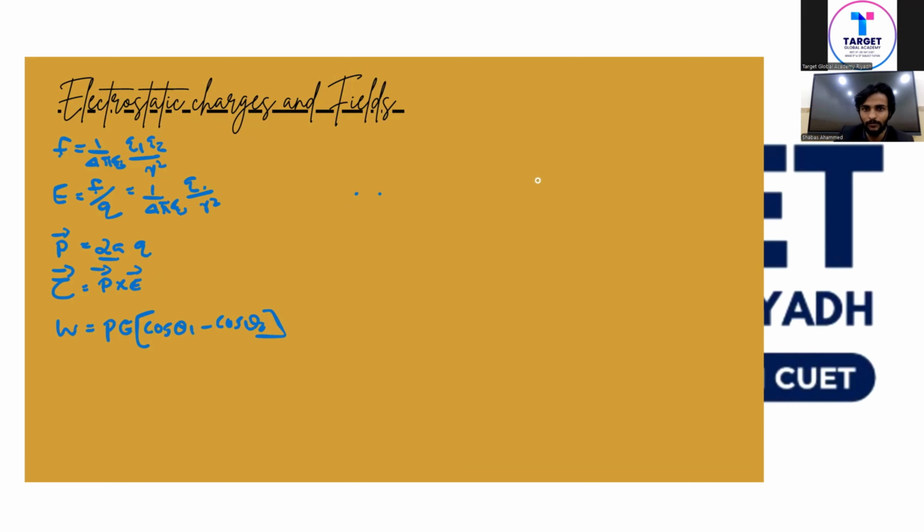Then the electric field due to a dipole at any point. You can write a formula for that. Then after that, we have Gauss's theorem. Gauss's theorem says that flux is equal to the integral of E dot ds, which is equal to the charge enclosed divided by epsilon 0.